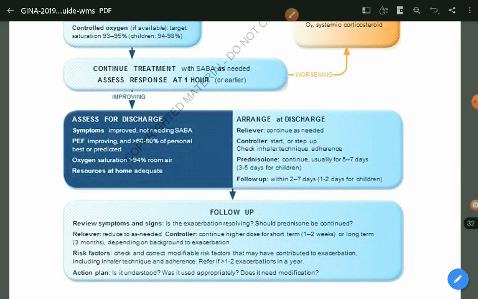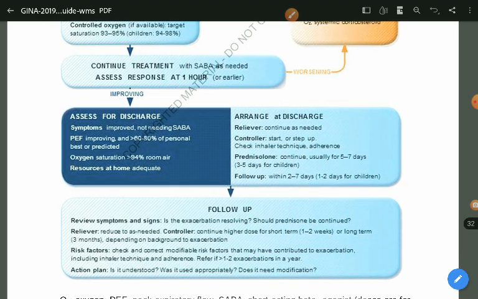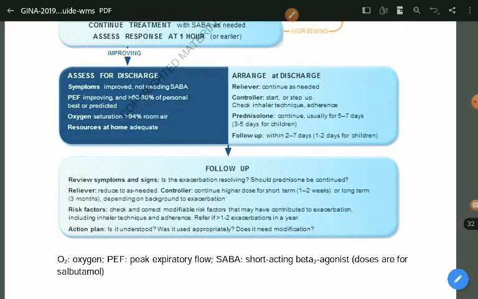Then prednisolone, if given, should be continued usually for 5 to 7 days for adolescents and adults, then 3 to 5 days for children, then follow up within 2 to 7 days. These are our responsibilities, nurses, to remind them to follow up. For children, 1 to 2 days. Prednisolone, ICS-LABA, then follow up.